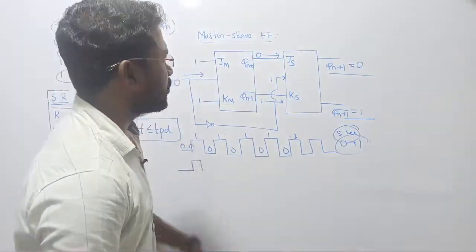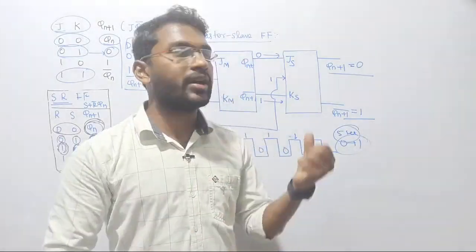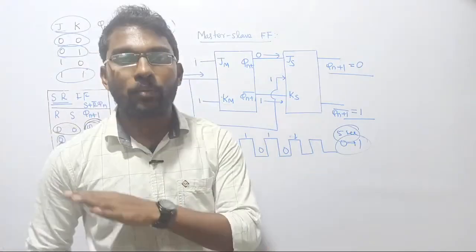This is all about master slave. Simply observe, there is a term called race around condition. That condition will be controlled with the help of the master slave flip flop. It's over with this. So flip flop circuits are completely over with this.